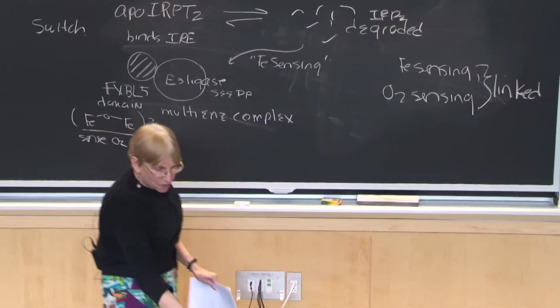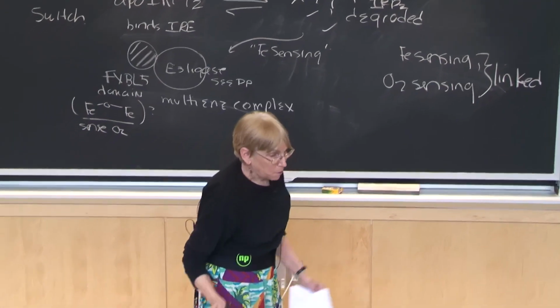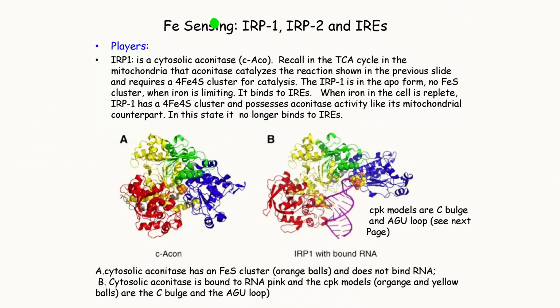Okay, so let me now just show you a little bit about IRP1. We know a lot about IRP1 because we have structures. So this is the structure of the cytosolic aconitase, and this is with the 4-iron 4-sulfur cluster bound. So what happens when you get to the apo form?